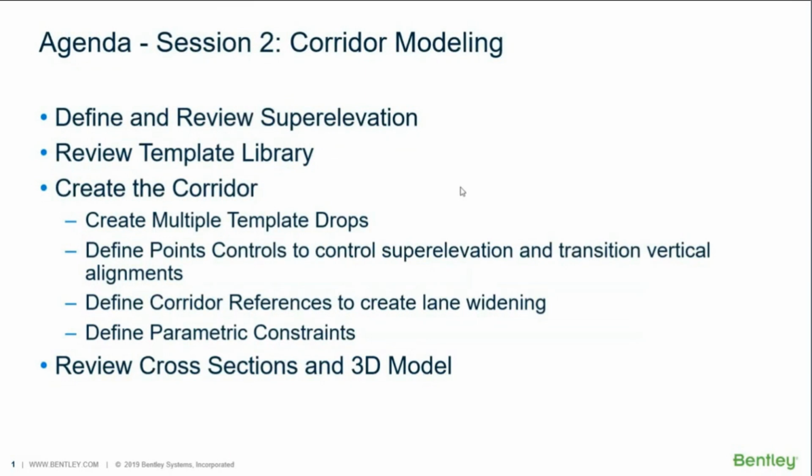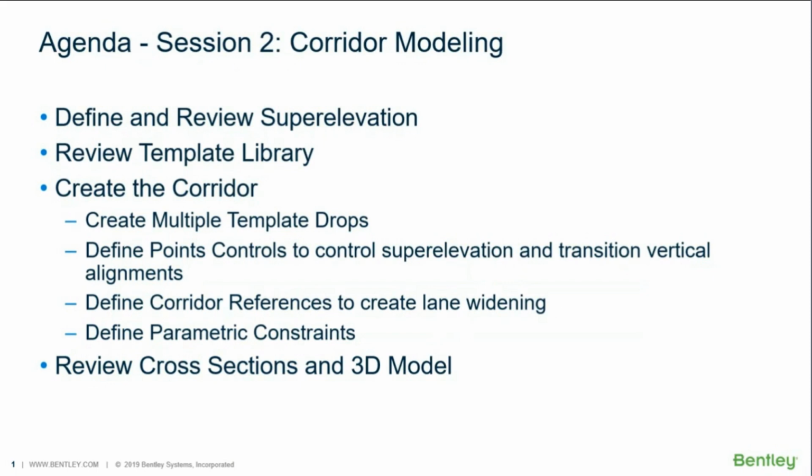We're going to take a look at reviewing our template library, and we're going to learn how to create a corridor for our project. So we're going to create some multiple template drops, define point controls for our superelevation and our transition vertical alignments. We're going to define corridor references to create our lane widening, define some parametric constraints, and then we're ultimately going to review our cross sections in our 3D model.